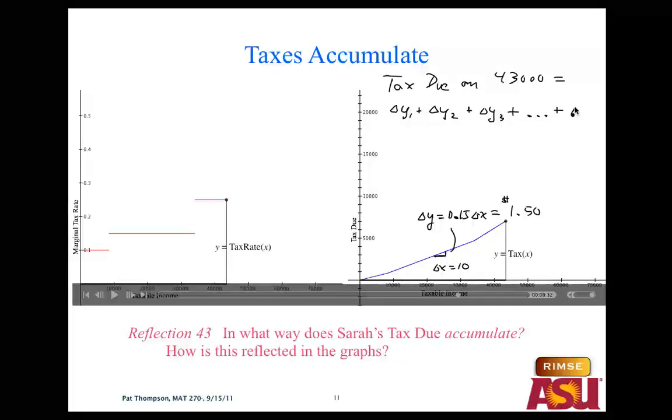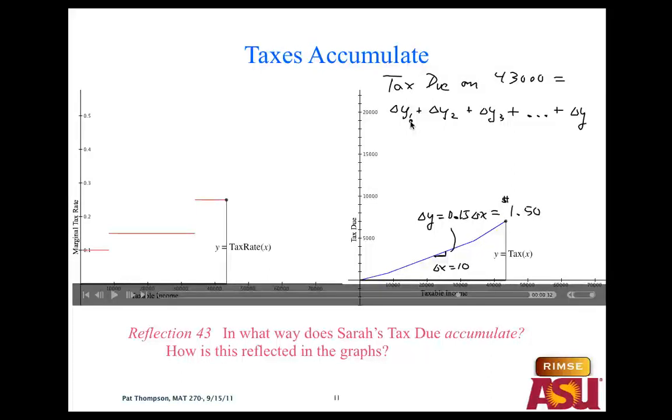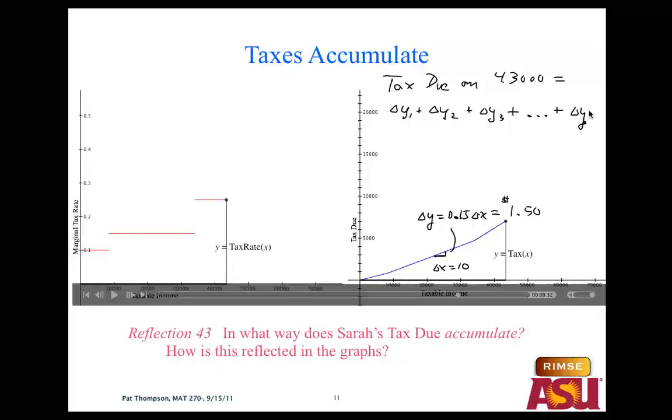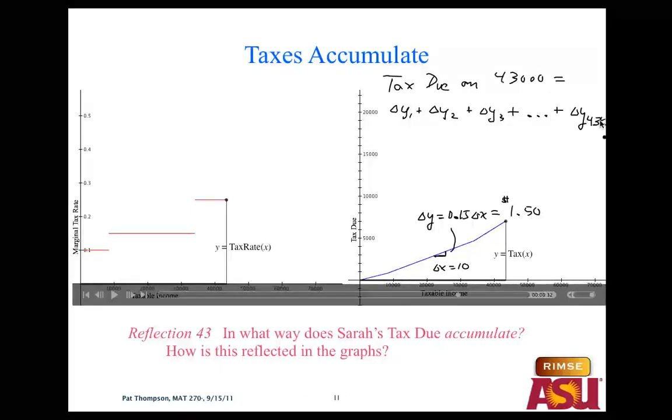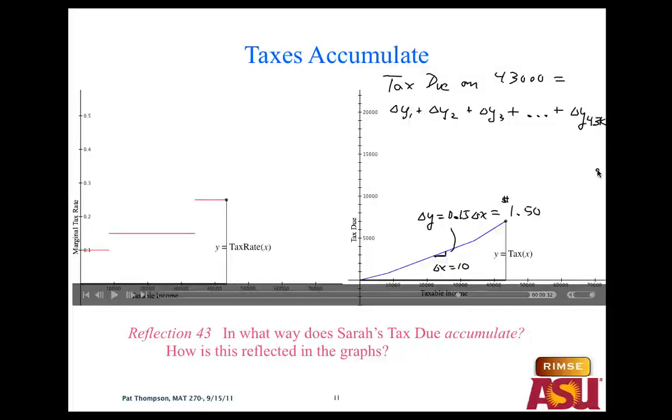All the way up to. So now let's make these $1 each. This is the first dollar that you make, second dollar, third dollar, so all the way up to... How many things are we going to add together? 43,000 little amounts of tax due. Those 43,000 little amounts of tax due sum up, accumulate up to the total that you owe in taxes.